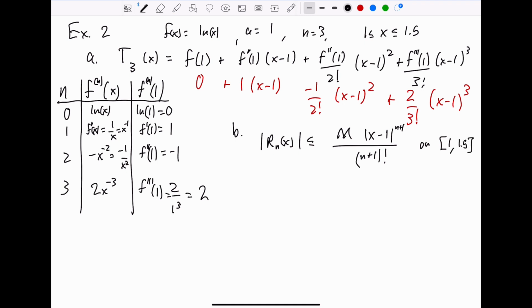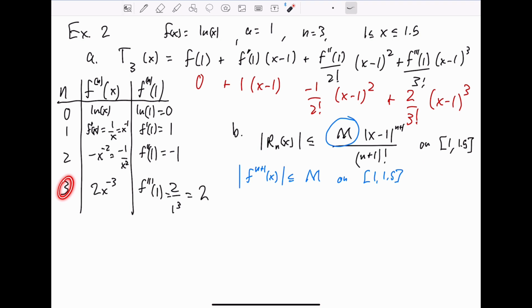Probably the trickiest part of this Taylor inequality is finding the value of M. M is defined as being an upper bound of the n plus first derivative. So we want to find a value for M such that the n plus first derivative of the function, absolute values, is always less than or equal to M on our given interval from 1 to 1.5. So first we'll start by finding the n plus first derivative.